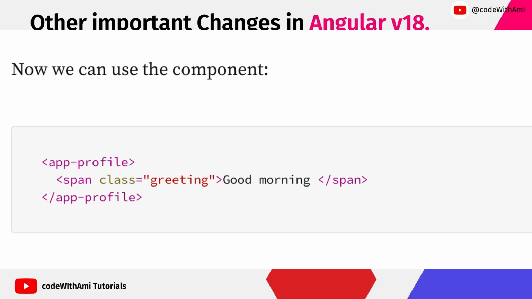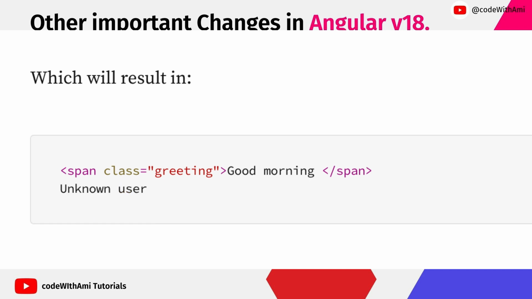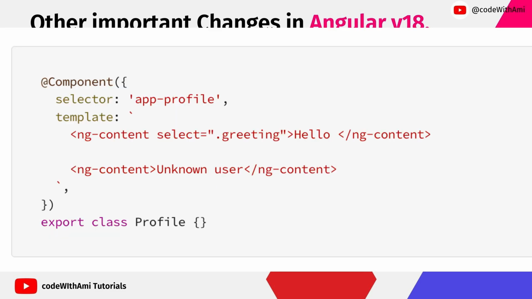So now we can use this component like this, and it will result in this: good morning. But if you notice, there is unknown user as well, because this is what is being passed as the default value. If no user has been passed, or nothing else is passed apart from the good morning or this class, then it is going to add the default value, which is unknown user.